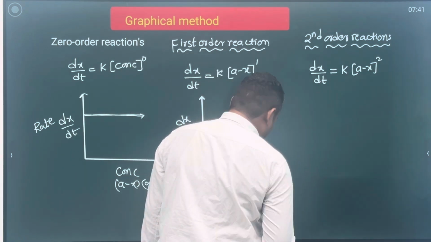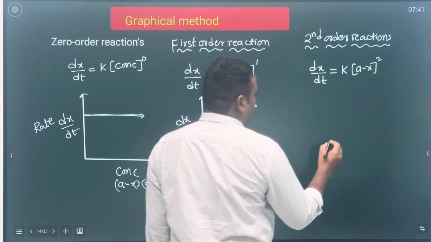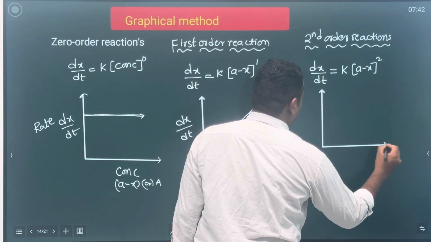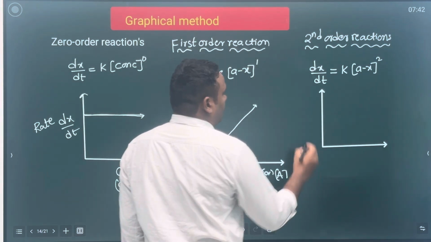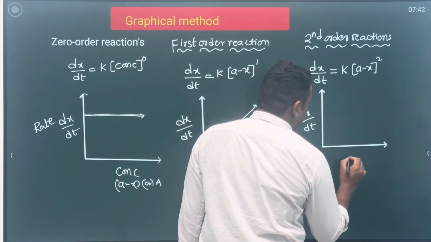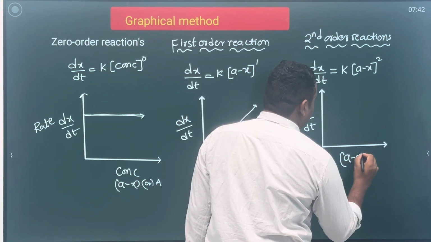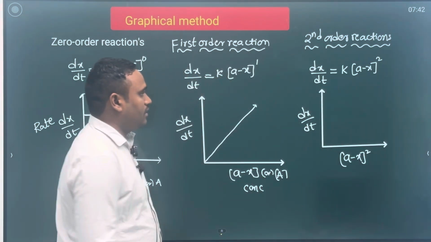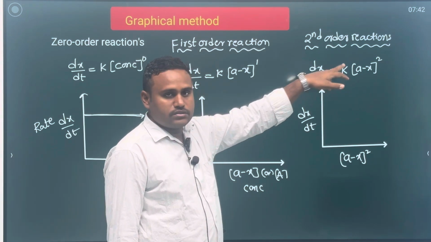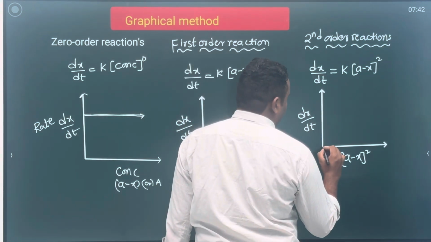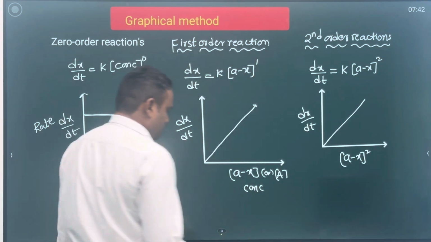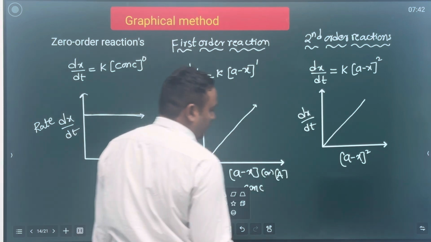So now when you plot a graph between rate dx by dt versus a minus x whole square, here a minus x whole square is directly proportional to dx by dt, where k is the constant. So this type of graph you will get, or else you can draw one more graph also here.